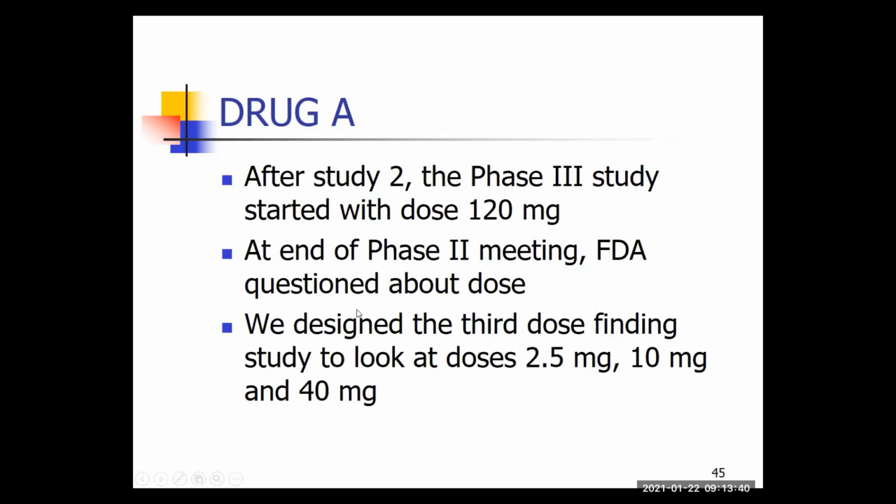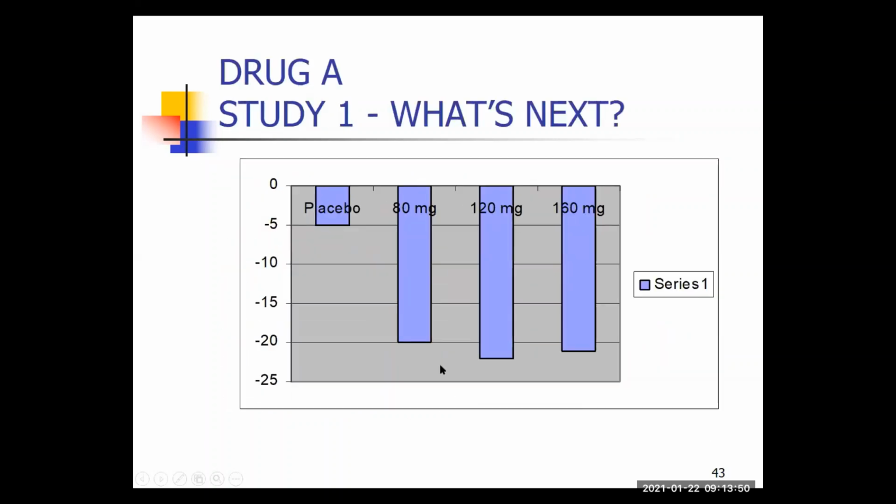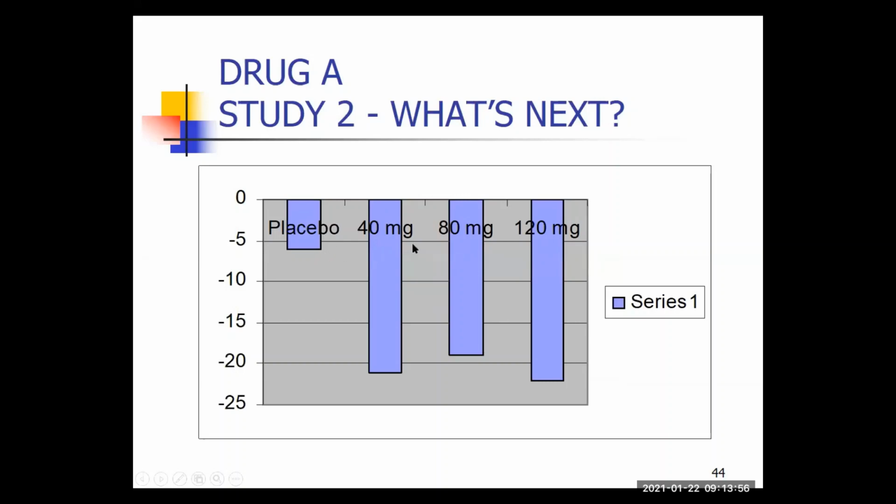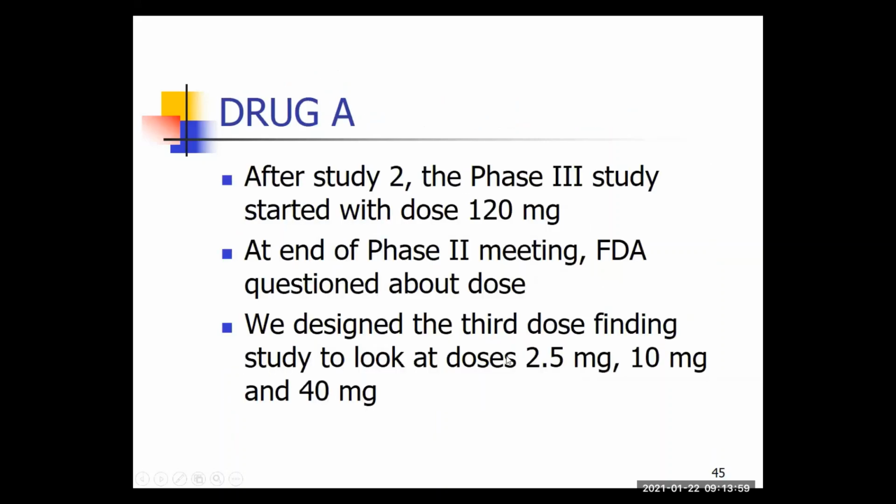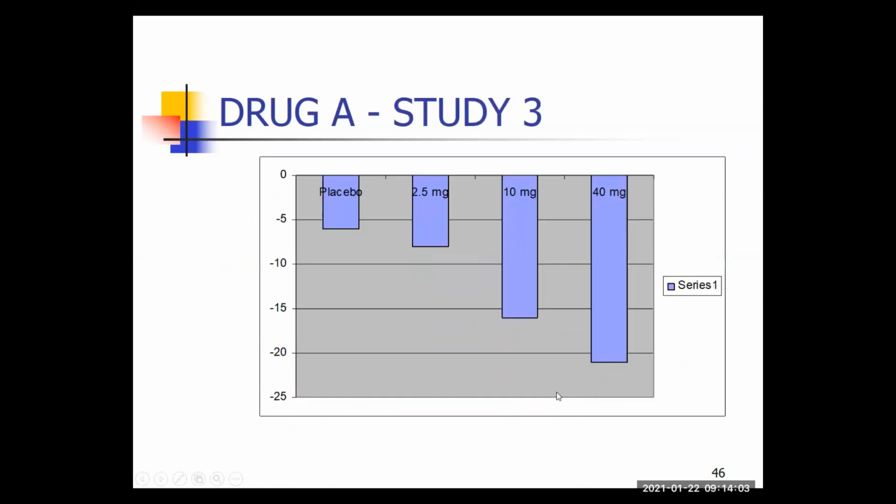So we designed a third study. In the third dose finding study, we used 2.5, 10, and 40. Remember we started with 80, 120, 160, and then we went down to 40, 80, 120. Now we go down to 2.5, 10, and 40. And here's the results. So we see a dose response here.